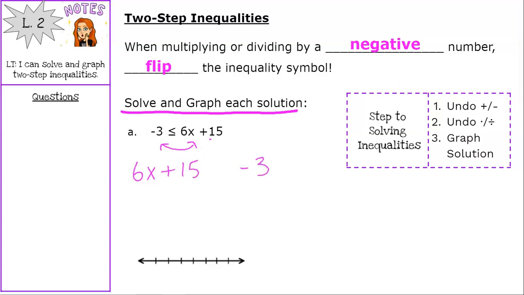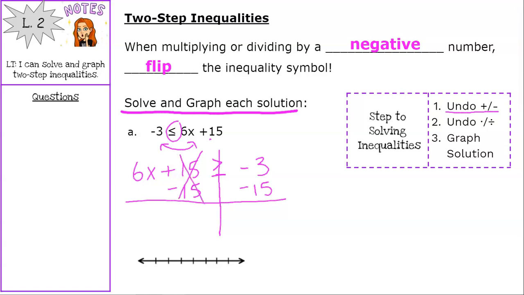But when we do that, we have to flip the inequality because the mouth needs to be open to the 6x plus 15. So we have to flip the inequality so it looks like this. So now it's a greater than or equal to sign. And this is just going to help us with graphing our answers and making sure we stay consistent with what we do. So now we have 6x plus 15 is greater than or equal to negative 3. We still draw that line. And we're going to start with undoing our addition and subtraction. We have plus 15, so we're going to undo that with minus 15 on both sides.